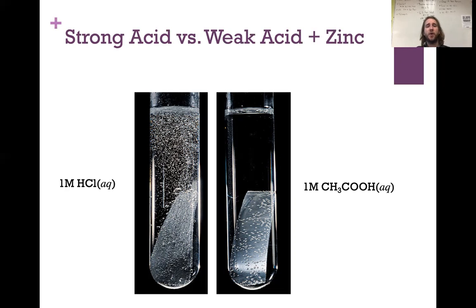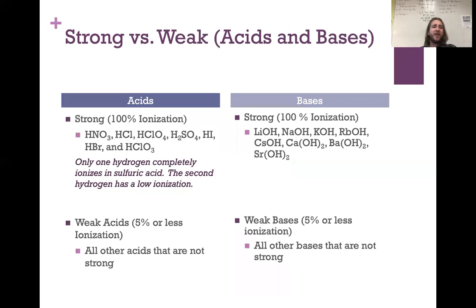These two substances, both of these acids have the same concentration, 1 molar, but we know acetic acid is weak, and so it does not react as strongly with that zinc metal. Get less hydrogen gas produced. If you're in class, we'd write a balanced equation for this. Anyway, cool. And we know we've got a list of strongs.